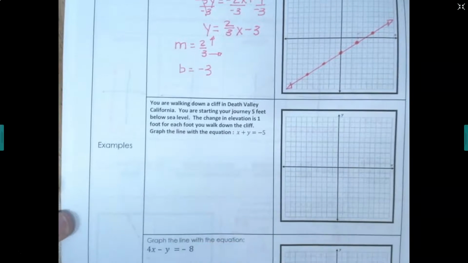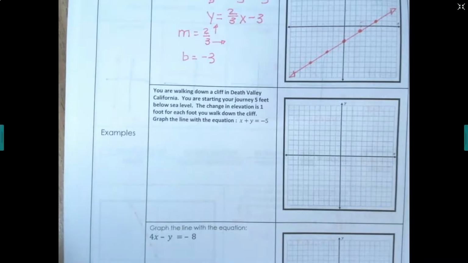All right, let's try another one. You are walking down a cliff in Death Valley, California. You are starting your journey 5 feet below sea level. The change in elevation is 1 foot for each foot you walk down the cliff. Graph the line with the equation x plus y equals negative 5.